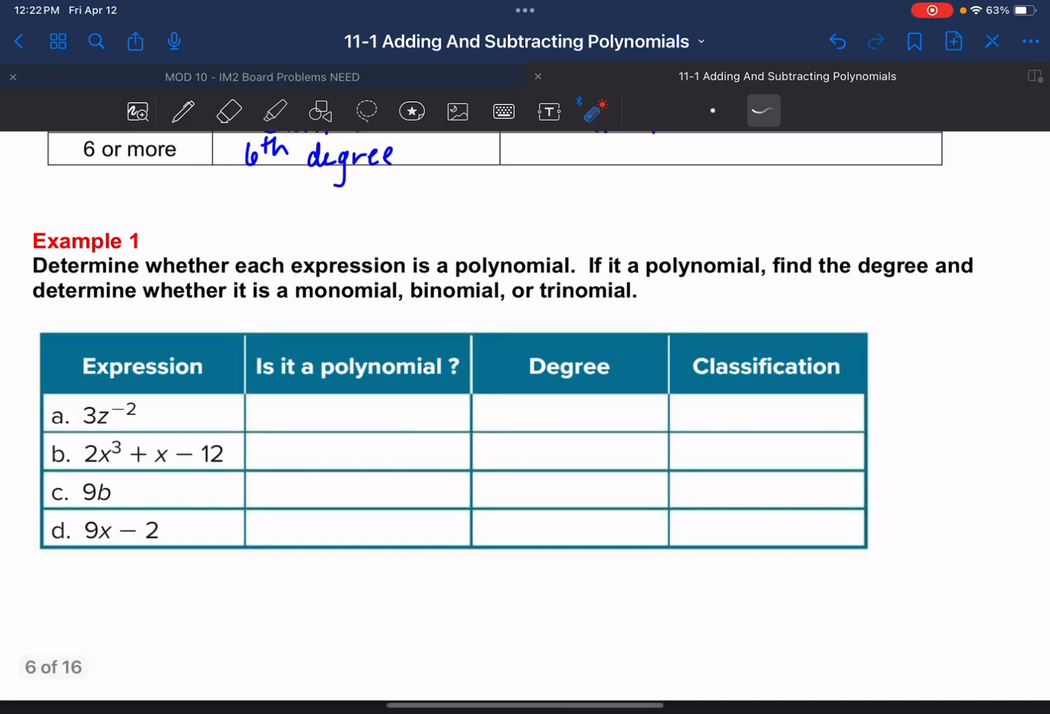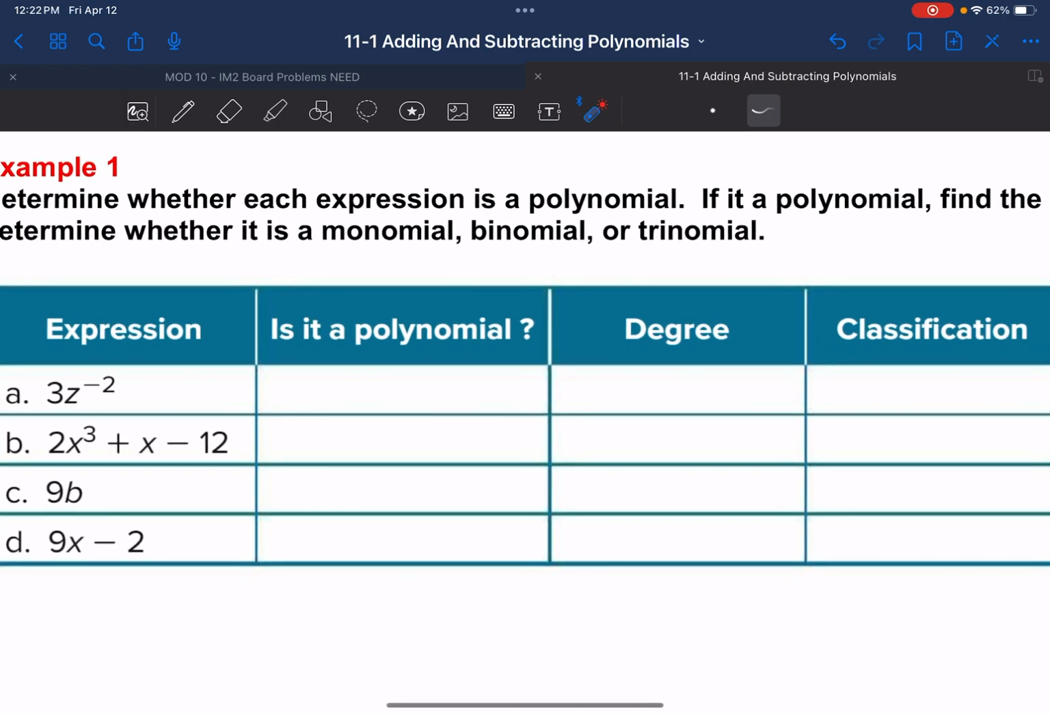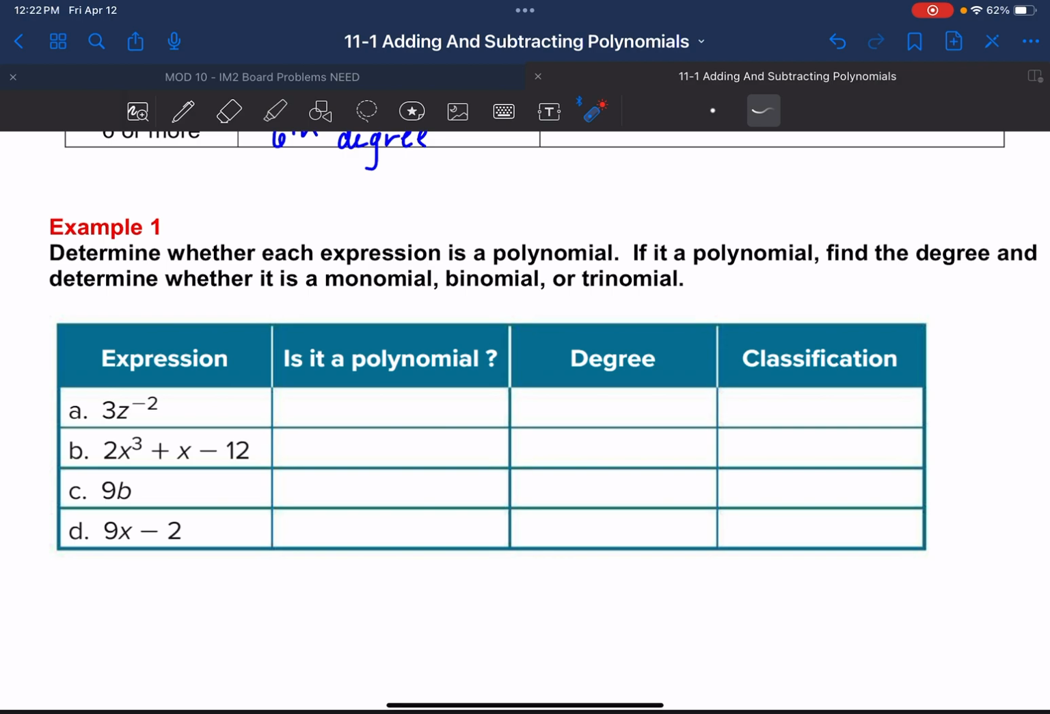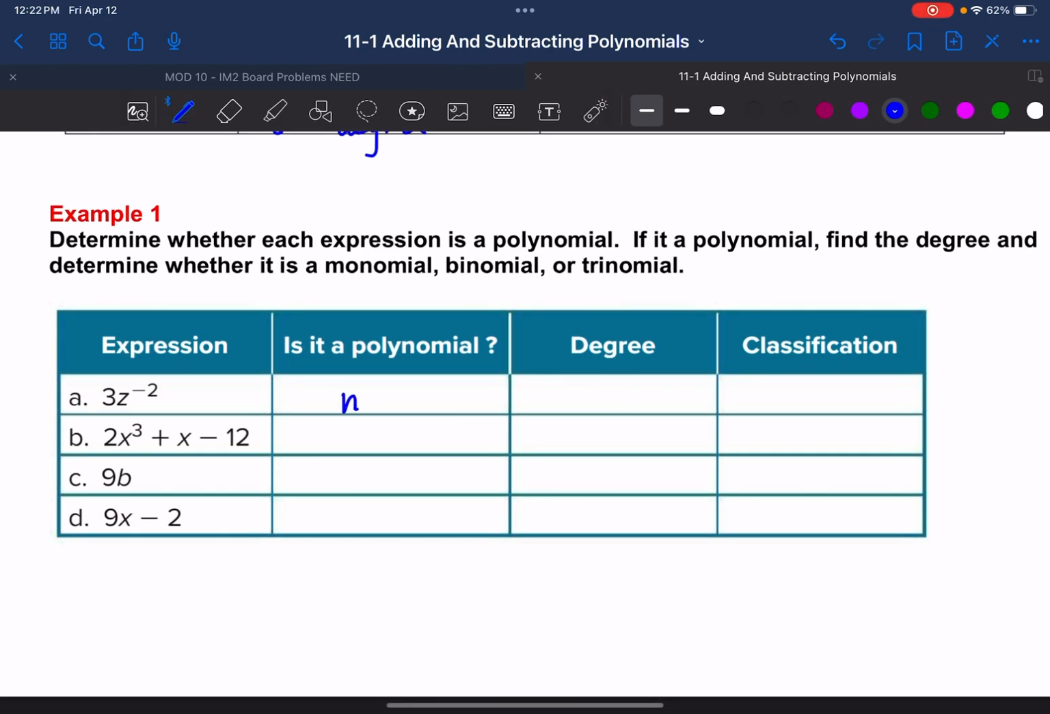That's what we're going to do down here. Determine whether each expression is a polynomial. If it is a polynomial, find the degree. Determine whether it's a monomial, binomial, trinomial. Okay, so which of these are not polynomials? Remember, poly doesn't need to mean more than one. It just means the sum of monomials. This one fails because we have that negative exponent. So this is not. These are all polynomials.